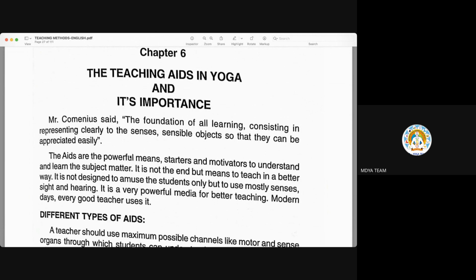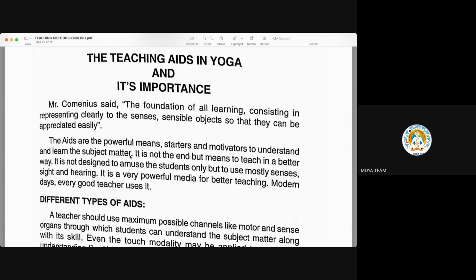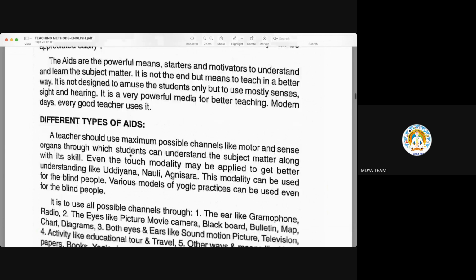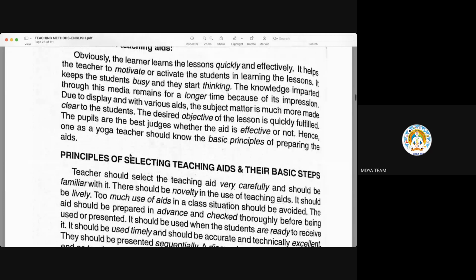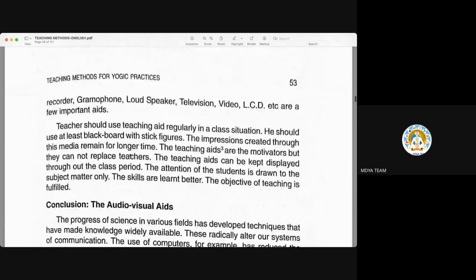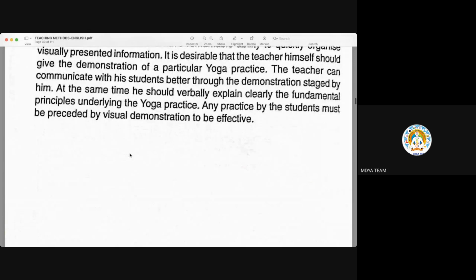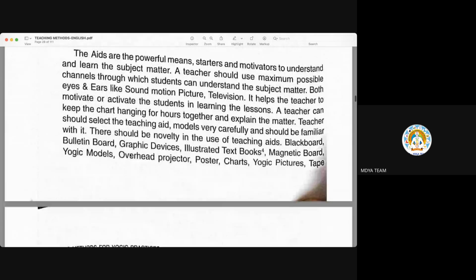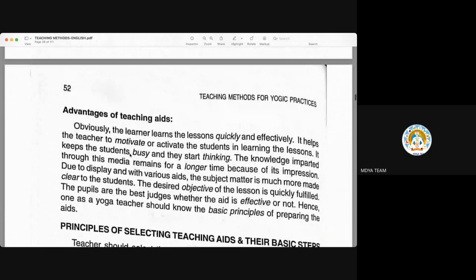Now, next is the teaching aids in yoga and its importance. So, we'll do it tomorrow. I think it is a small topic. Let me cover it today itself.